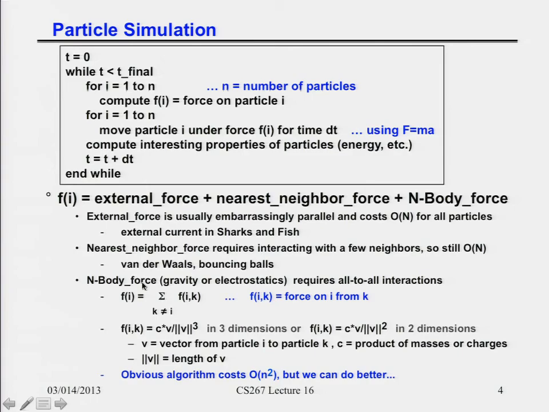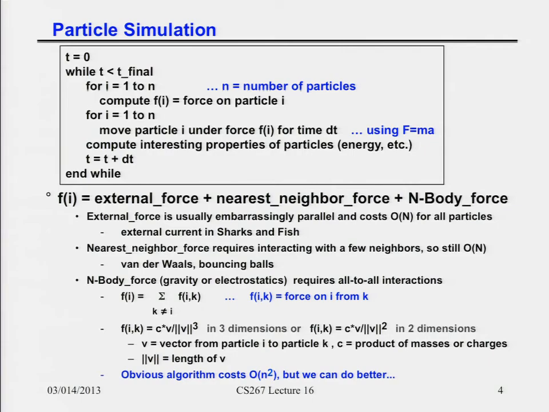So here's some notation. The force on particle i, F sub i, is the sum over all the other particles k of the force on i due to particle k. Now I just need a formula for that two-particle force, and I'm going to concentrate on the two-dimensional case to make the math easy, but everything I say generalizes to three dimensions.